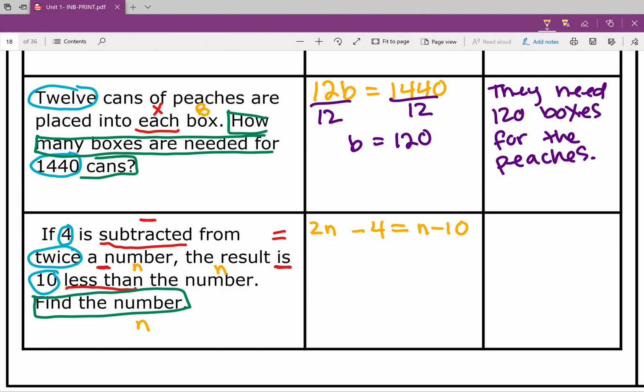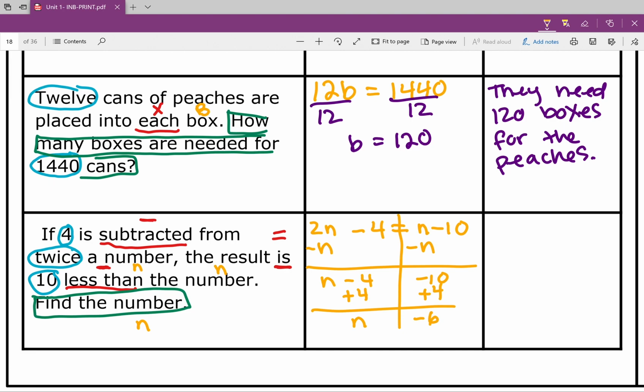So here we have a multi-step equation. To solve, we need to get all the n's to one side and all the numbers to the other. So I'm going to subtract n. That leaves me with n minus 4 and negative 10 on the other side. Then I'm going to add 4 to get the numbers all on one side. So my answer is n is equal to negative 6.